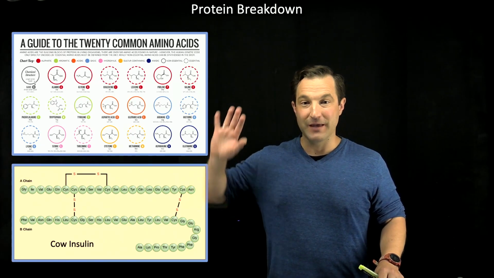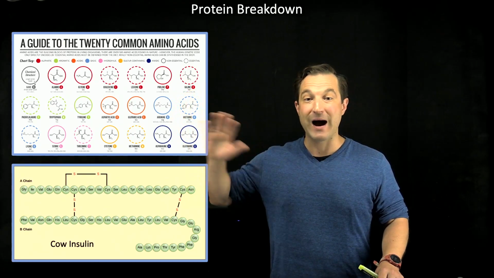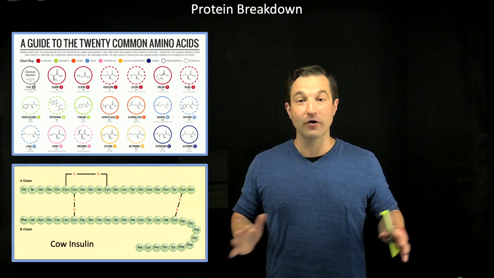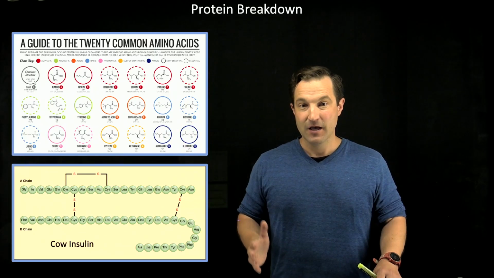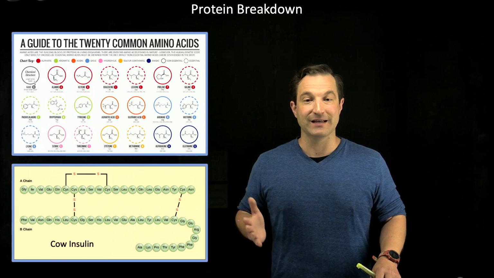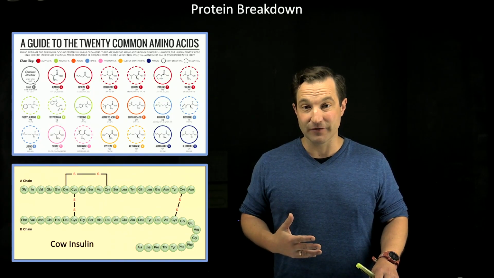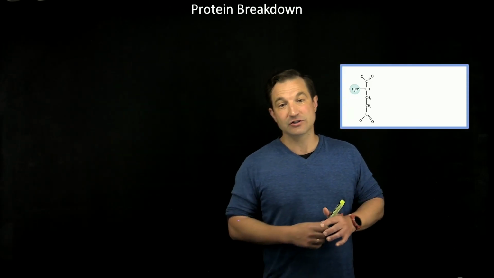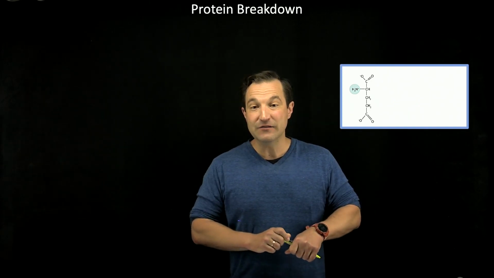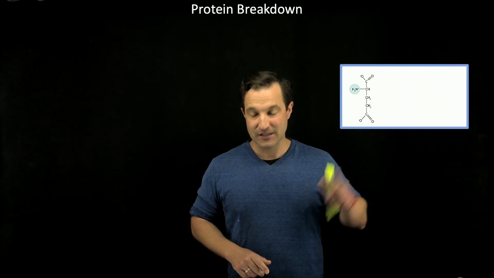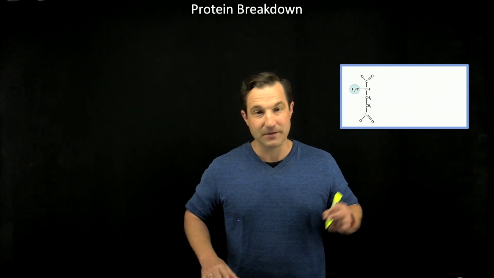So now we know that we start with 20 amino acids, we combine those in different patterns to create all the different proteins within our body, but we still haven't talked about how we break that down to eventually get energy out of it. Well, it starts with our individual amino acids. So let's take this one right here. This is going to be our glutamate.